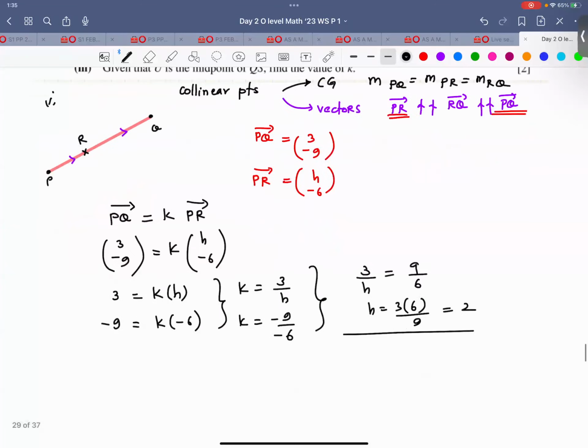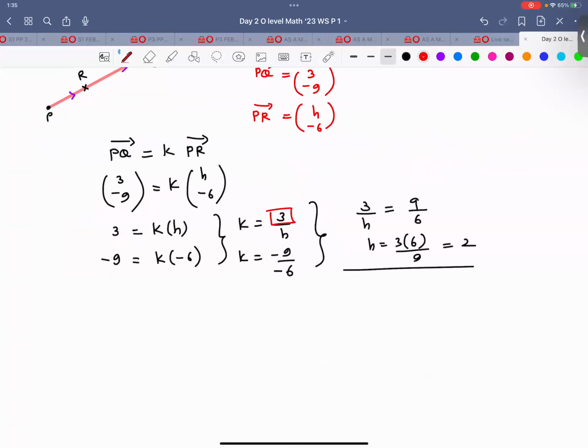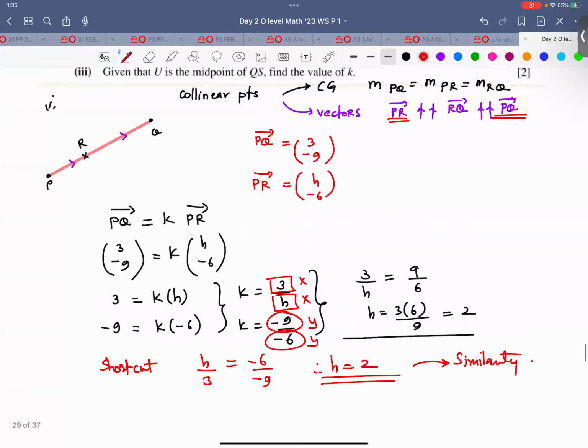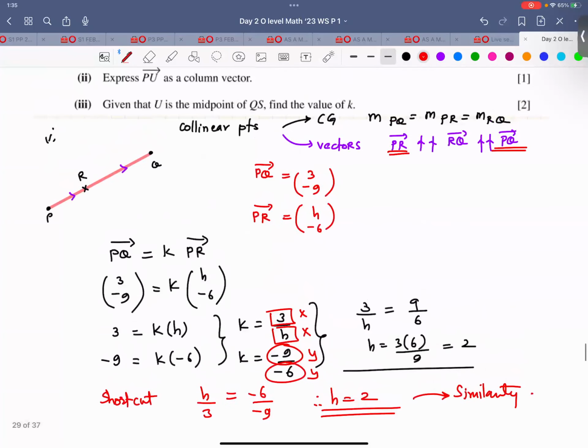Now, if I look closely, basically it's the ratio of the x coordinates, and this is the ratio of the y coordinates. So the shortcut, let me apply it. That is the ratio of x to x, that is H is to 3, the same thing as -6 to -9. Naturally, H comes out to be 2. So this is a shortcut. This is just like similarity: ratio of height to height, base to base. That will give us the answer. So that is the first part.